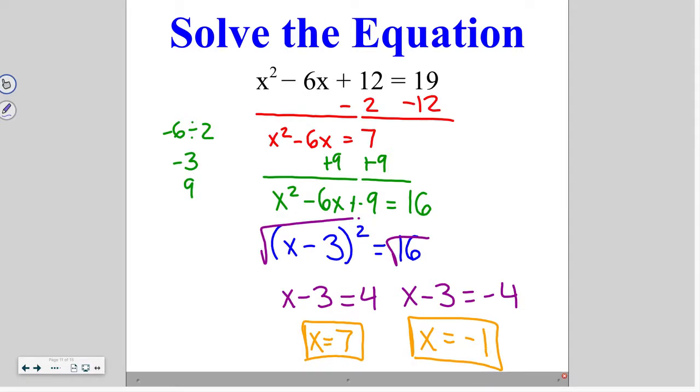First thing you should have done is subtracted 12 from both sides. That's going to give you equal to 7. You're going to take negative 6, cut it in half, which is negative 3, and square that and add it to both sides. So you end up with it equal to 16. Factor and then square root, you get x minus 3 is equal to 4, and x minus 3 is equal to negative 4, giving you answers of 7 and negative 1.